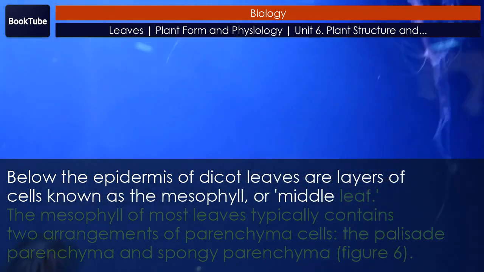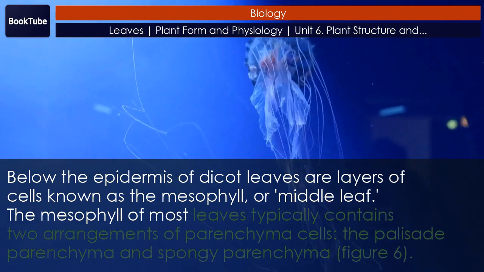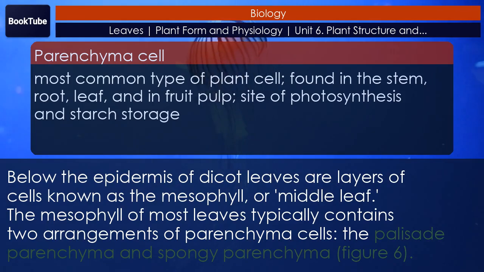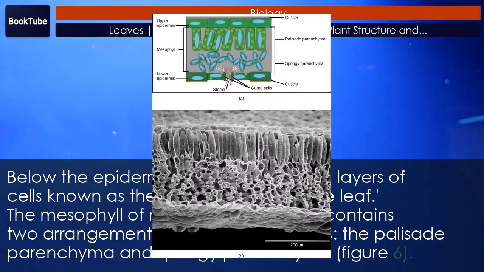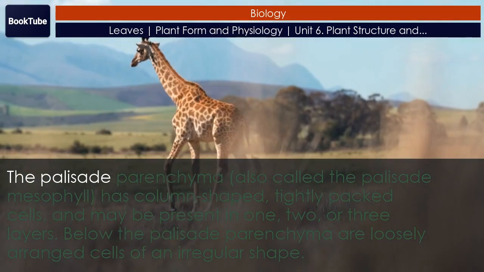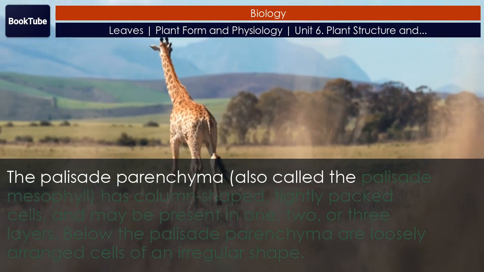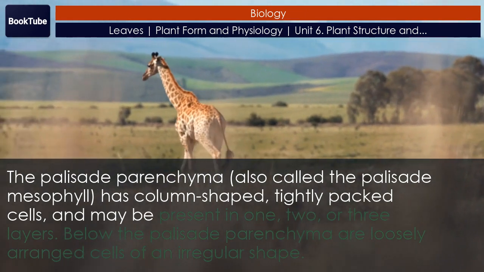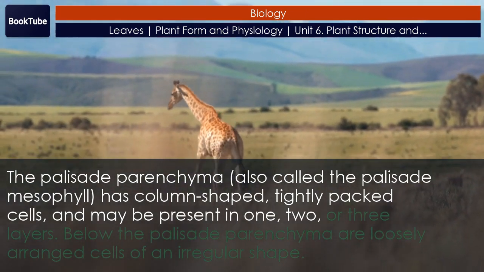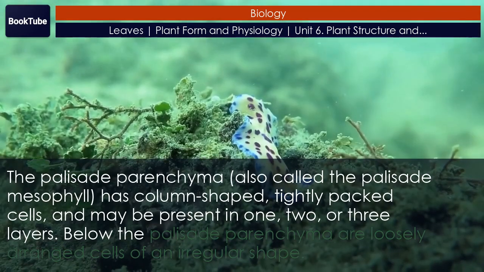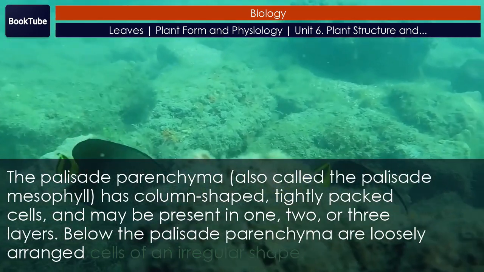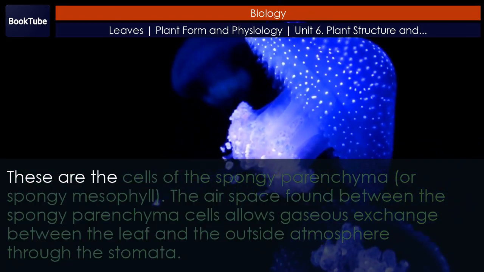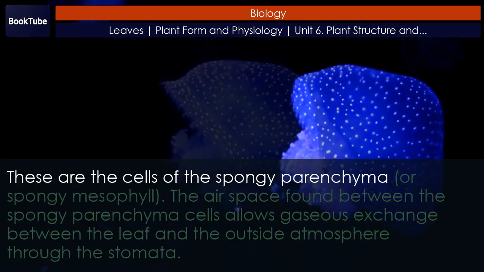The mesophyll of most leaves typically contains two arrangements of parenchyma cells, the palisade parenchyma and spongy parenchyma. Figure 6. The palisade parenchyma, also called the palisade mesophyll, has column-shaped, tightly packed cells, and may be present in 1, 2, or 3 layers. Below the palisade parenchyma are loosely arranged cells of an irregular shape. These are the cells of the spongy parenchyma, or spongy mesophyll.